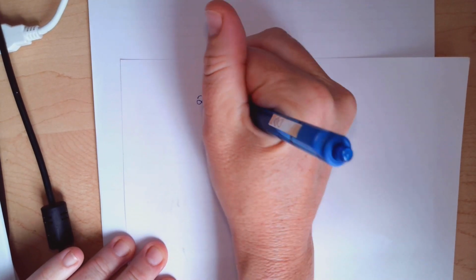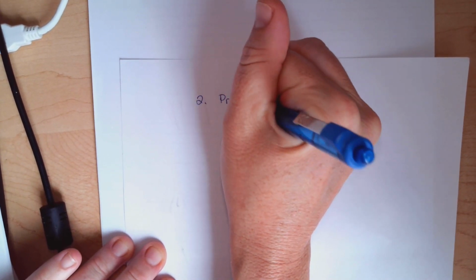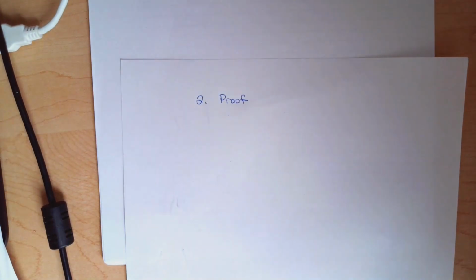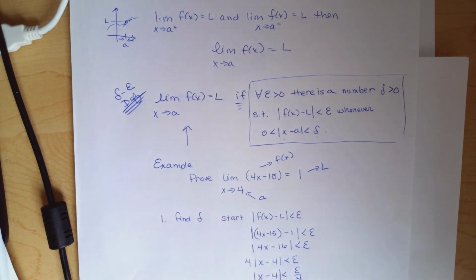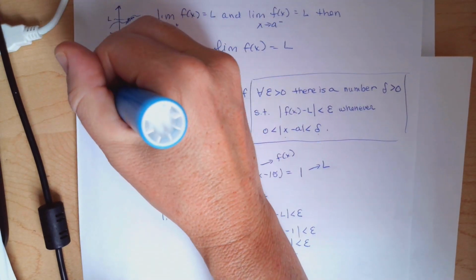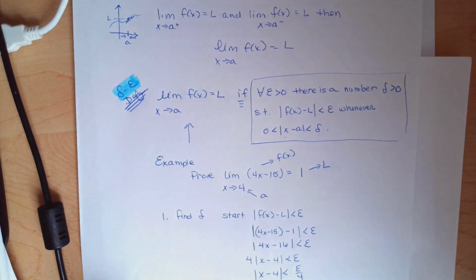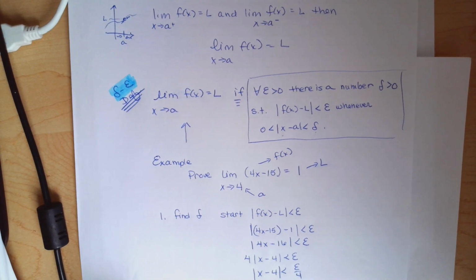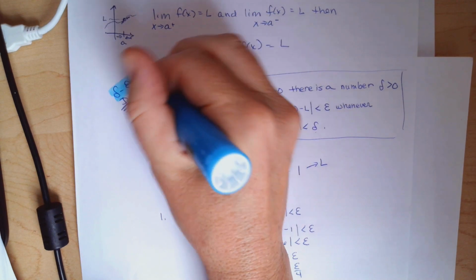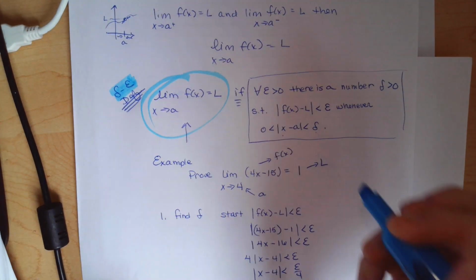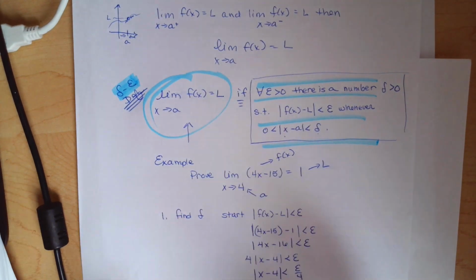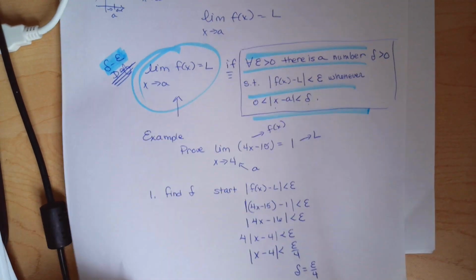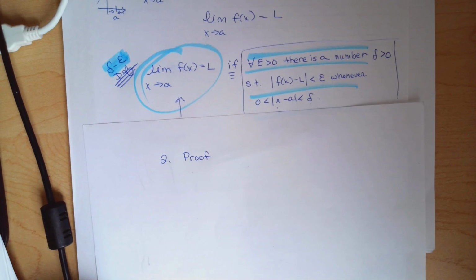So part 2, the proof. Okay, so if we look at our definition of our epsilon delta or delta epsilon definition of a limit, we get to state this if we show this. Okay, so we have to show everything over there. So actually let me do this.